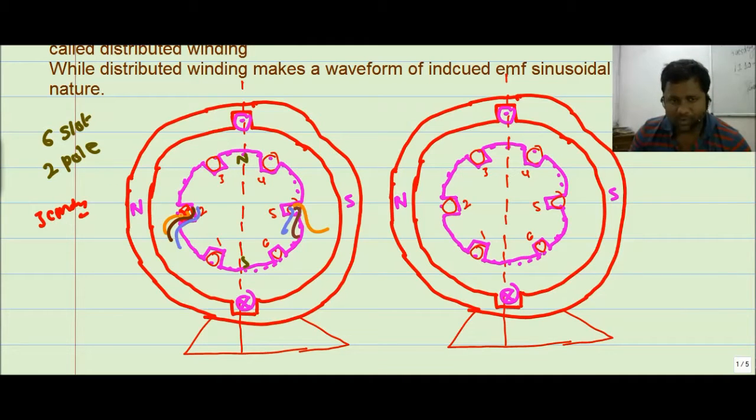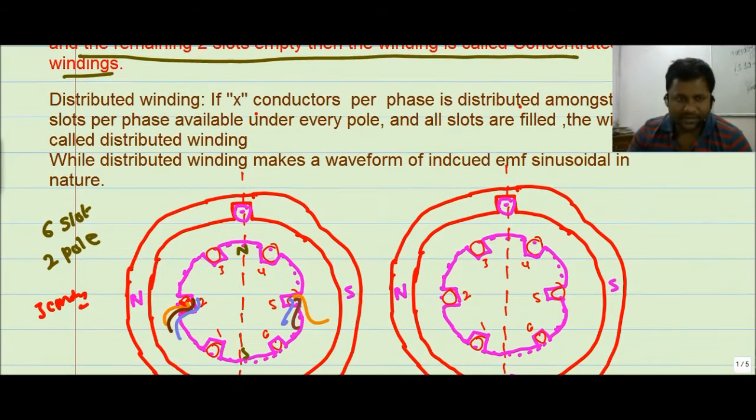This is the north pole, and in the north pole there are 3 slots, and in these we put all the 3 conductors in 1 slot only, and the remaining 2 slots remain empty. Similarly on this side, under the influence of the south pole, we put all the conductors in 1 slot and the other slots remain empty, and this kind of winding is called concentrated winding. It is not widely used because it gives a non-uniform air gap. The sine wave is not improved, so we are focusing on the distributed winding. This is our important objective: distributed winding.